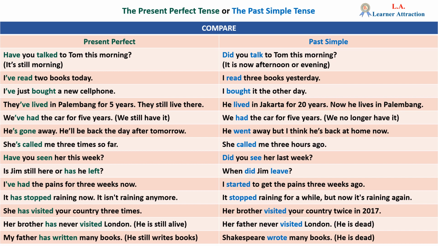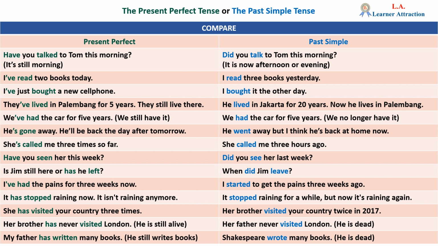I've just bought a new cell phone. I bought it the other day. They've lived in Palembang for 5 years. They still live there. He lived in Jakarta for 20 years. Now he lives in Palembang. We've had the car for 5 years. We still have it. We had the car for 5 years. We no longer have it.